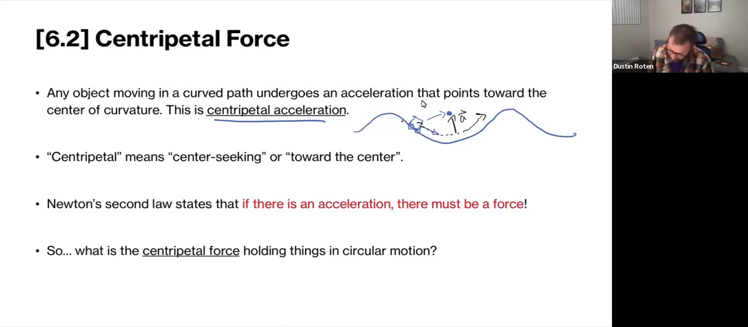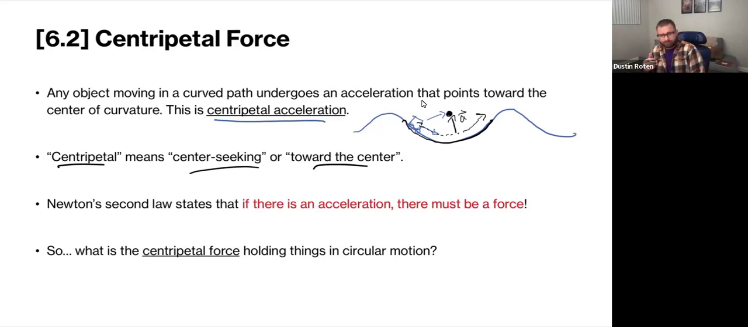Right? So here's essentially your axis of rotation, or your point of rotation, I guess you could say. So even just driving through a dip in the road, you're going to have some sort of centripetal acceleration that's pointing toward this fictitious central point in the circle. Centripetal literally just means center seeking, or toward the center, right? Toward the center of the circle.